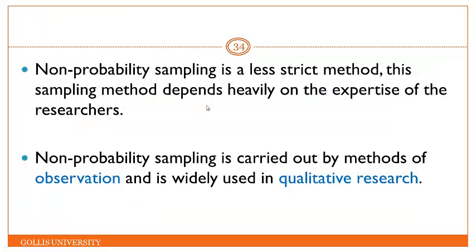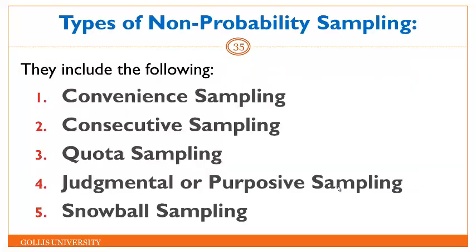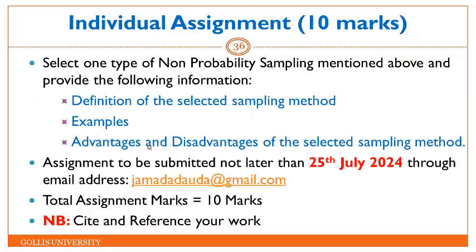Non-probability sampling is a less strict method. This sampling method depends heavily on the expertise of the researcher. Non-probability sampling is carried out by the method of observation and is widely used in qualitative research, as compared to probability sampling, which is widely used in quantitative research. There are different types of non-probability sampling methods. These include convenience sampling, consecutive sampling, quota sampling, judgmental or purposive sampling, as well as snowball sampling. These are some of the non-probability sampling methods which are applicable to research.